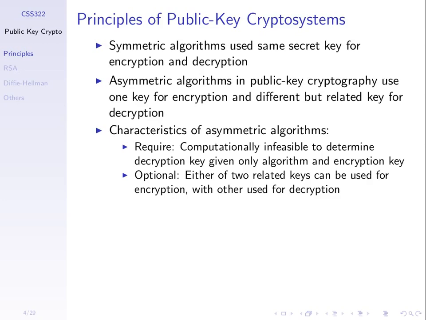In public key cryptography, the keys are not chosen randomly. There will be two keys. We'll use some algorithm to generate the keys, not a random algorithm, and they'll be generated in such a way that the two keys are somehow related, mathematically related.